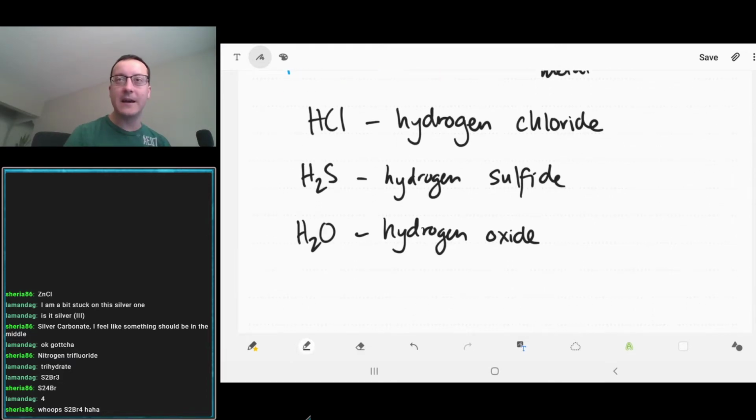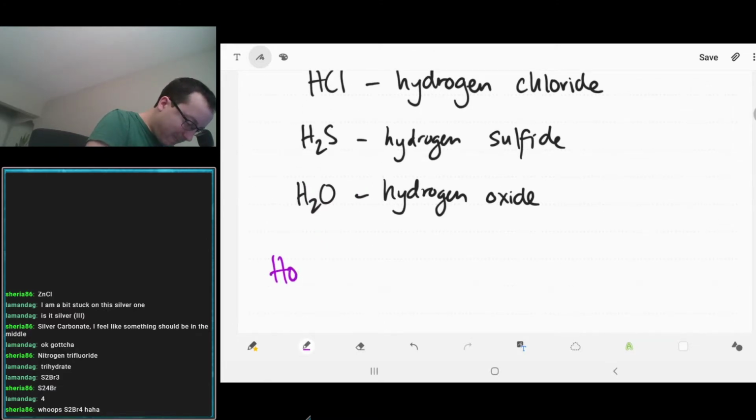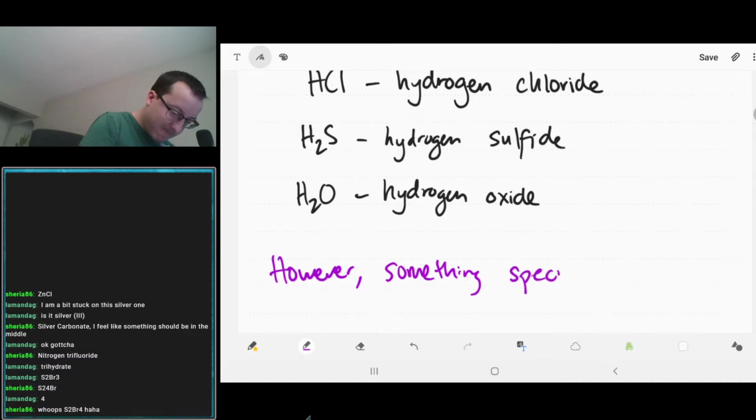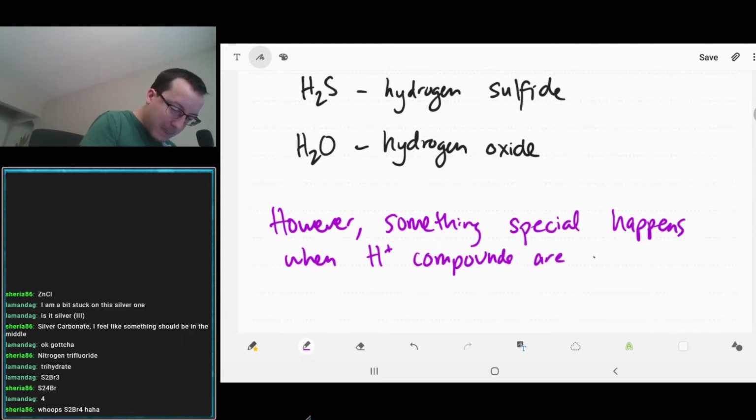Okay, exciting. Yes, just like a metal. However, something special happens when H plus containing compounds are dissolved in water.